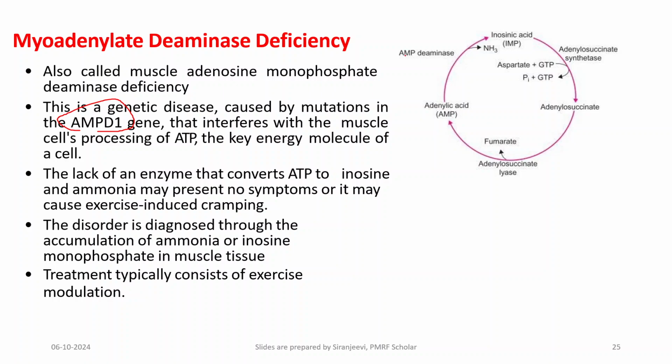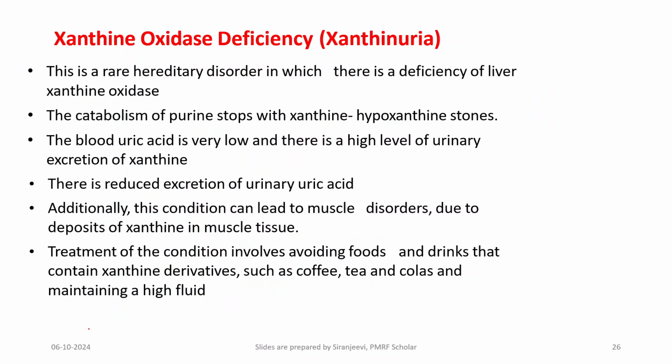So if you see AMP deaminase, what it does is this AMP will be converted to NH3 as well as inosinic acid. So the disorder is diagnosed through the accumulation of ammonia or inosine monophosphate in the muscle tissue, and treatment typically consists of exercise and then modulation. And there is a final disorder in the purine metabolism, that is xanthine oxidase deficiency, otherwise xanthinuria.